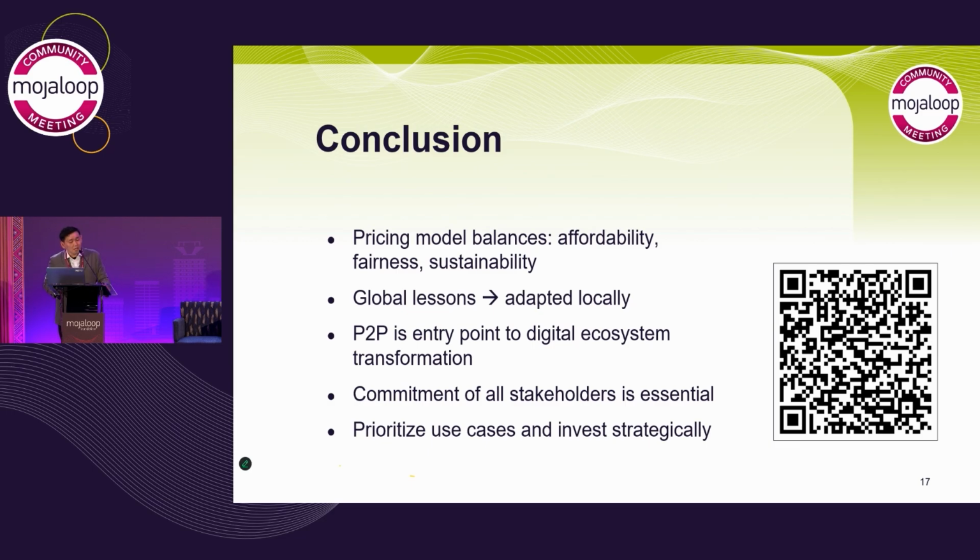We have seen that P2P is the most effective entry point for transforming the entire ecosystem, creating a foundation for future growth. But it depends. We need to carefully prioritize each use case according to the market situation. As I mentioned in one slide, we need to prioritize the use case, not recommend starting with P2P always. We need to do more research. And most importantly, this cannot be done in isolation.